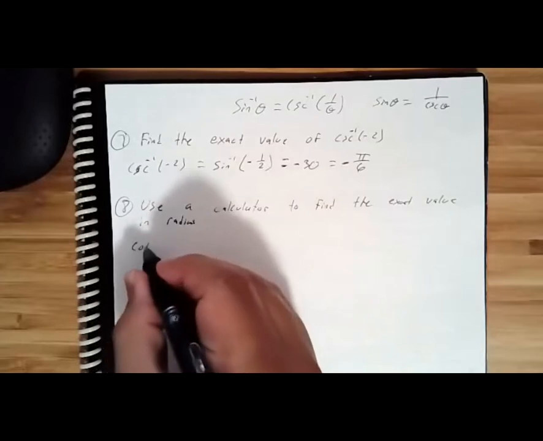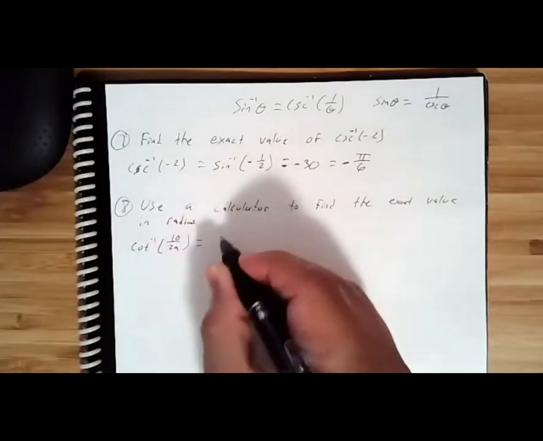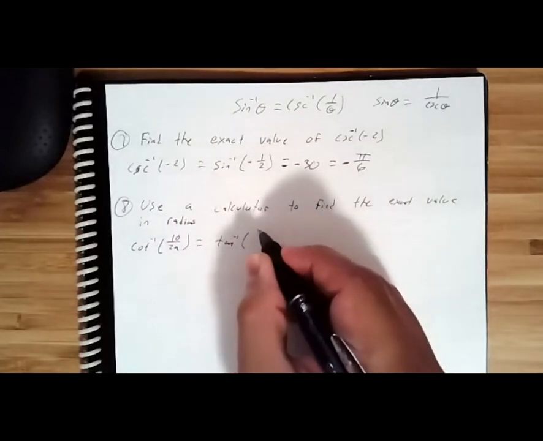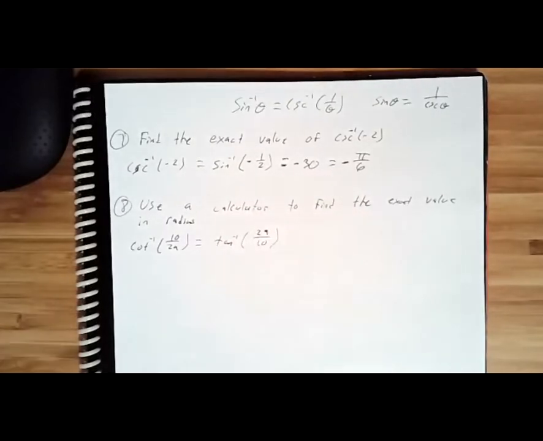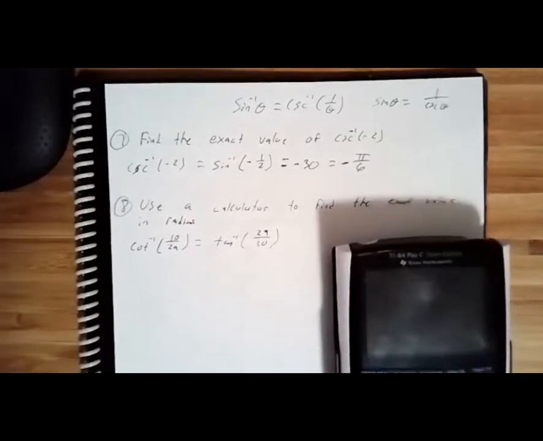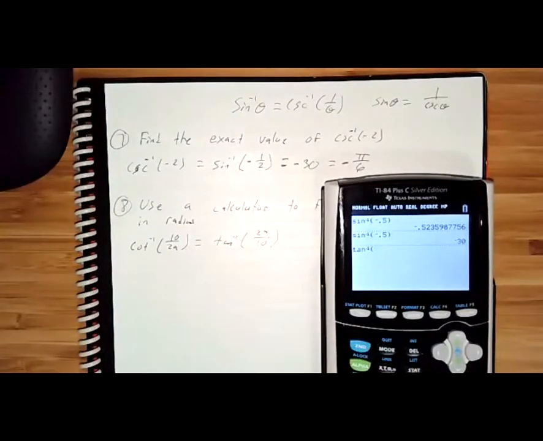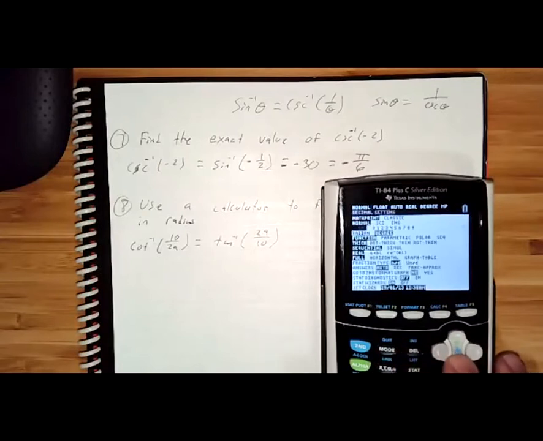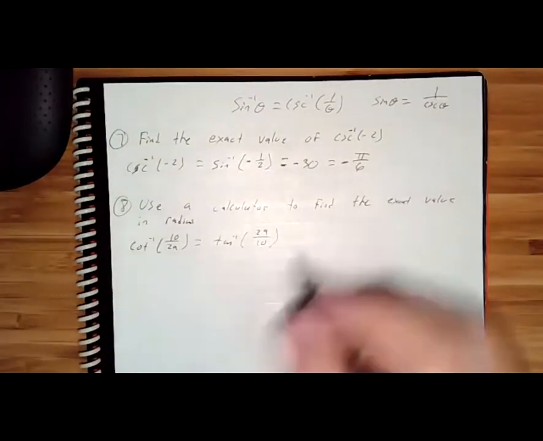So cotangent inverse of 10 over 29 is equal to tangent inverse of 29 over 10. So we can use this one because that's actually on our calculator, whereas cotangent is not, so I had to switch. So we just go in here, plug in tan inverse of 29 over 10, and you get, oops, it's still in degrees. They said they wanted it in radians. To 1.238 or 1.24, I guess.